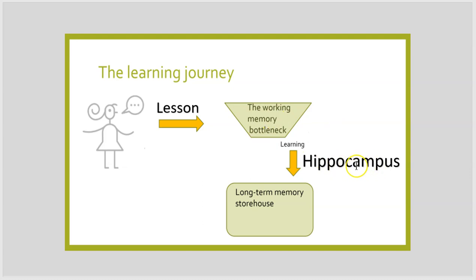And if our hippocampus is doing its job, the hippocampus will help us then, over time, make a long-term memory of the information from the lesson. And that's the consolidation. So if we were successful in making long-term memories of the information, then we'll be able to retrieve that information at a later time.